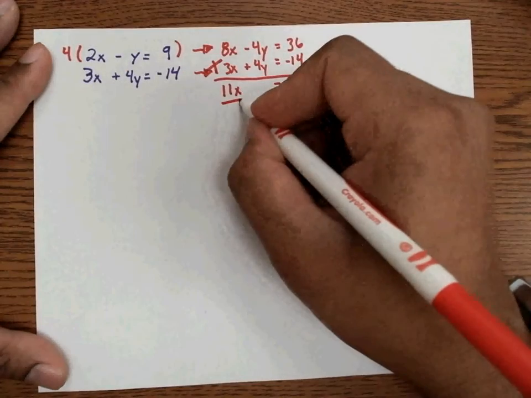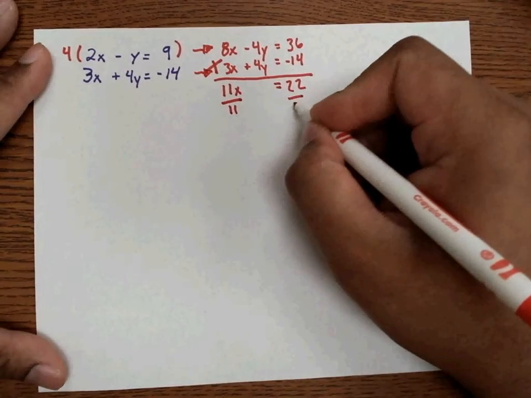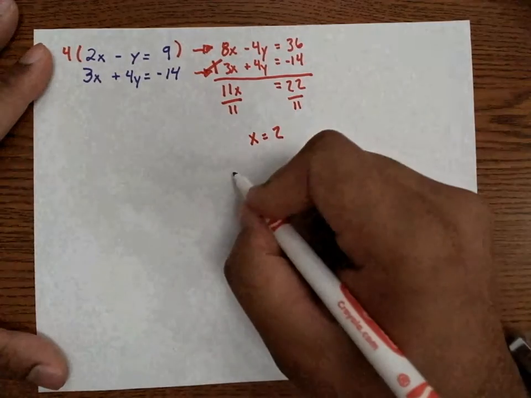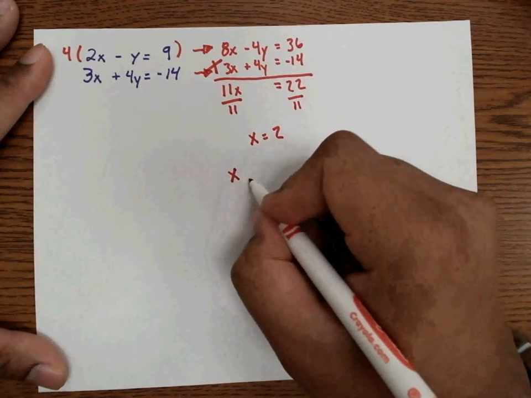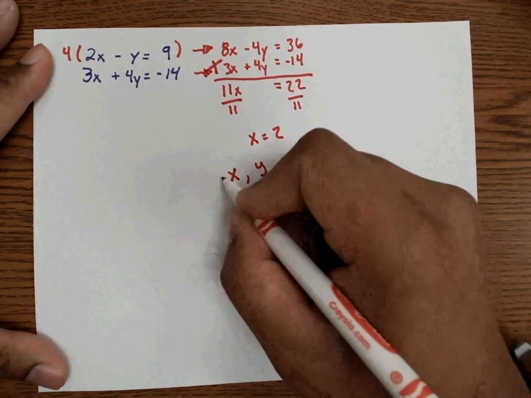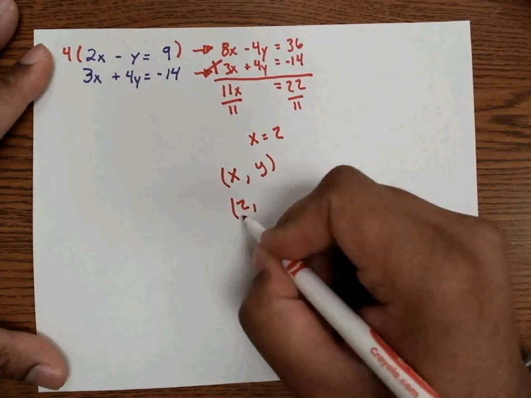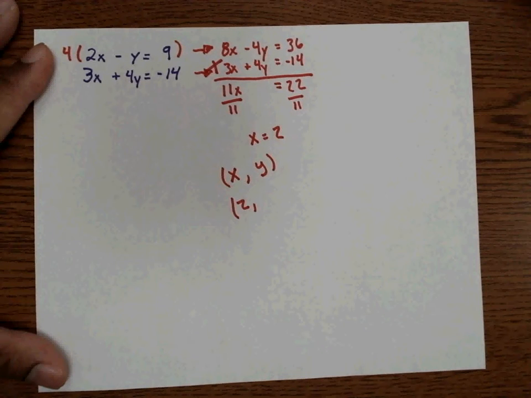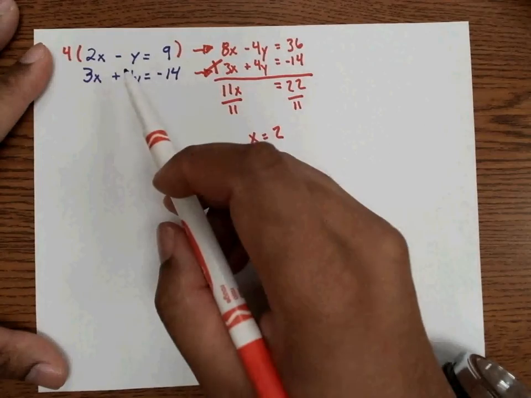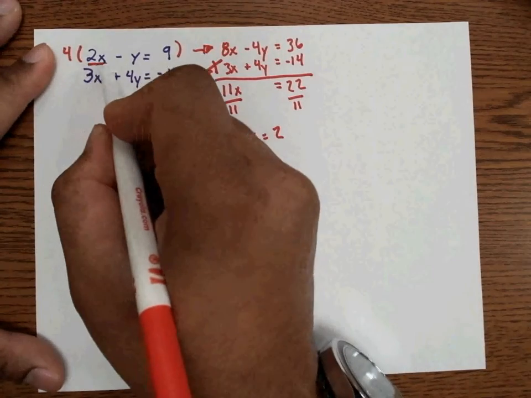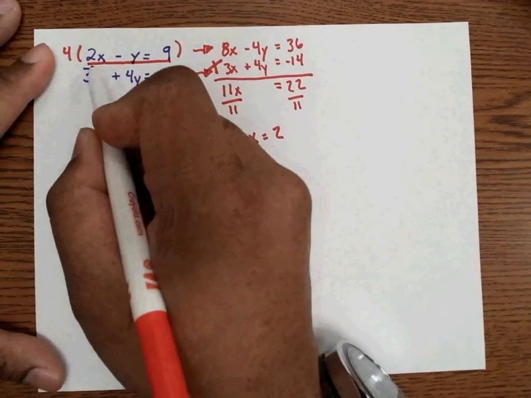So we divide everything by 11, and we get x is equal to 2. Remember, the solution to a system is always an ordered pair. So we have 2, comma, and we just got to find the y value. So how do we find the y value again? That is right, we just choose one of our equations. I'm going to choose our original equation, the 2x minus y equals 9.